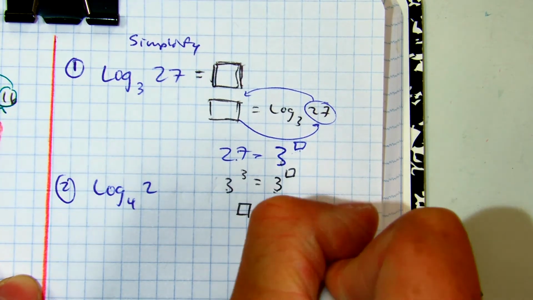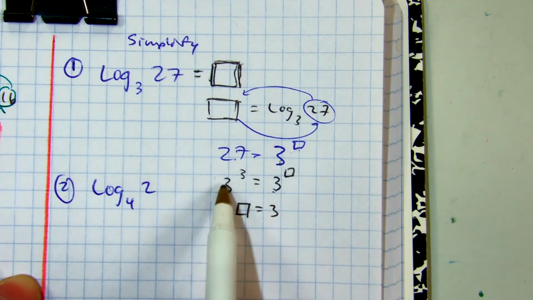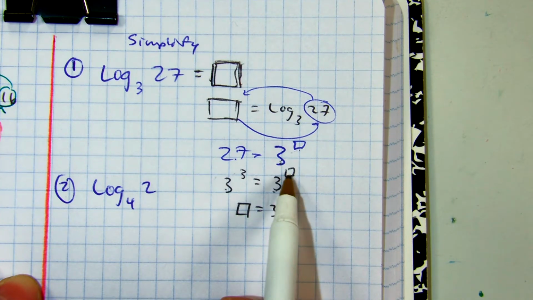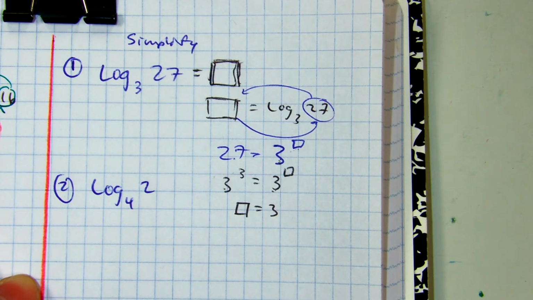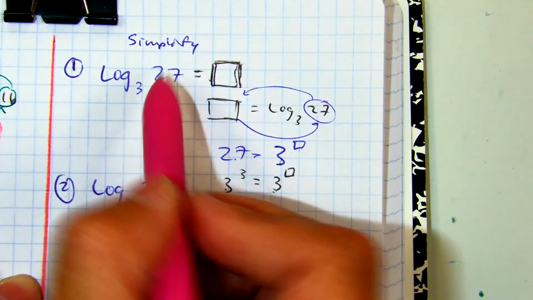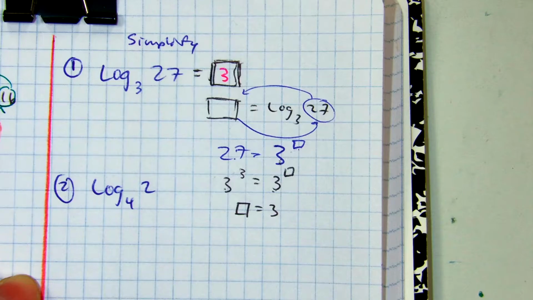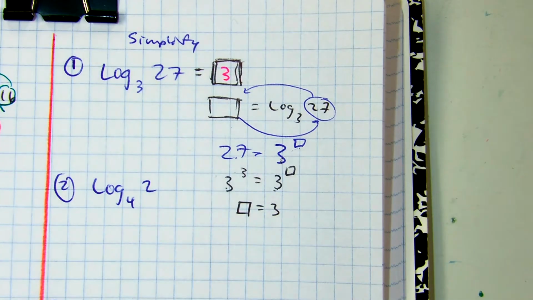3. Because if I put a 3 in there, that's 3 to the third power equals 3 to the third power. So our answer is log base 3 of 27 equals 3. Raise your hand if you got that. Let's try some more.